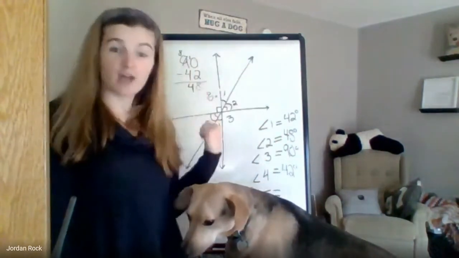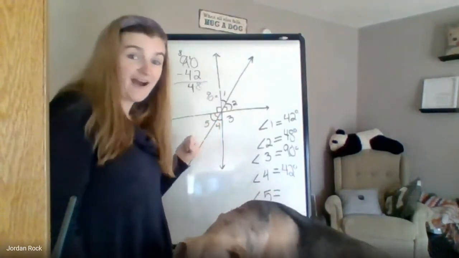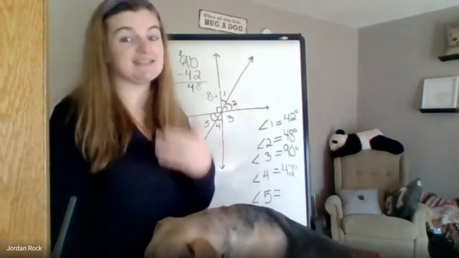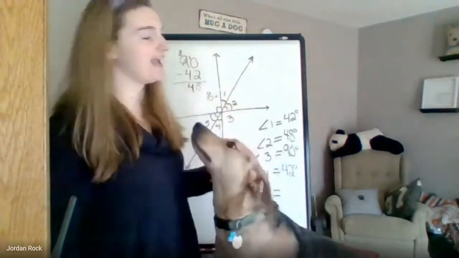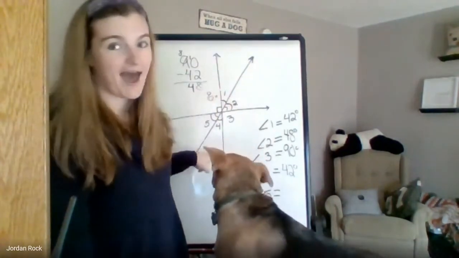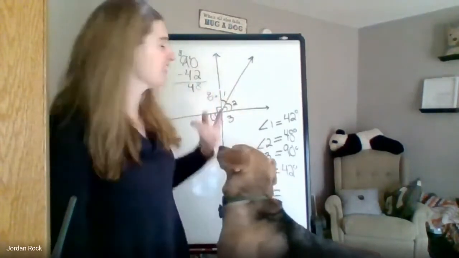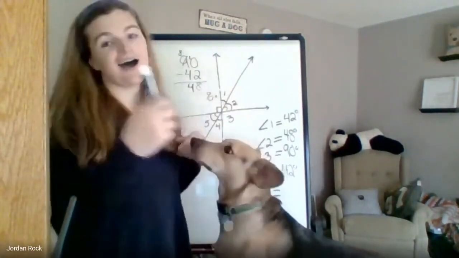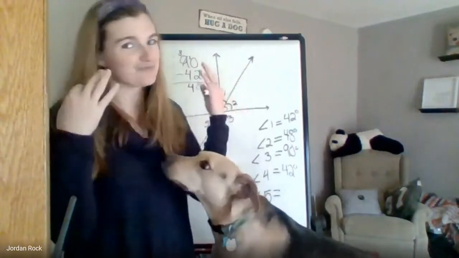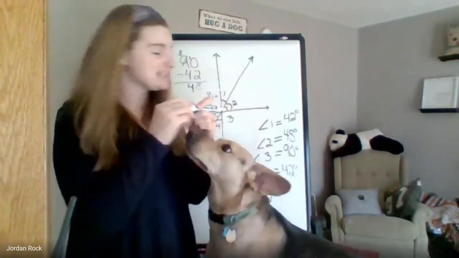That's one way. You can use complementary angles, so 5 and 4 have to add up to 90. So there's that way. Supplementary angles, this whole entire thing has to add up to 180, so I can add it up that way. Vertical angles, if they're across from each other, I know that they have to be congruent too. So many different ways to get there. You're going to get the same answer.